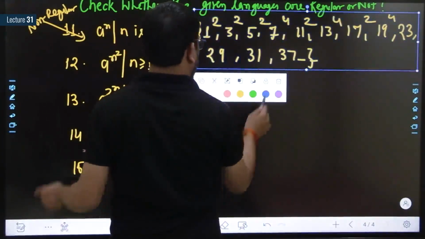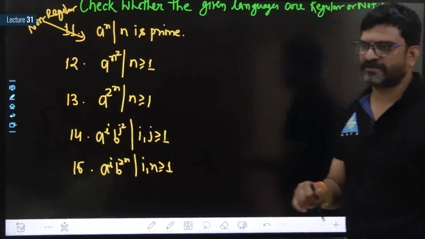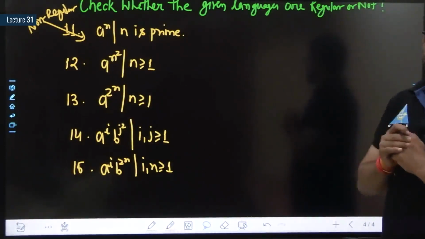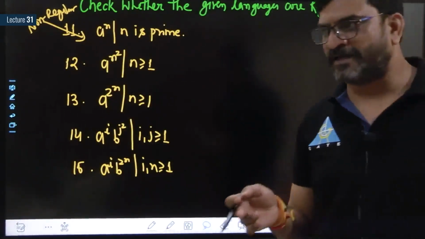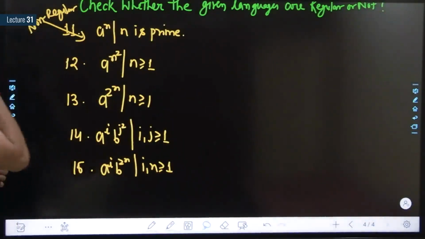There is no common pattern between the prime numbers. If there is no common pattern, then how do we make the loop? We cannot make the loop for this. That's why this is non-regular. Clear? Now check the next question.